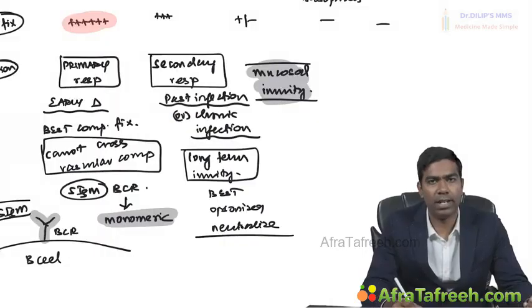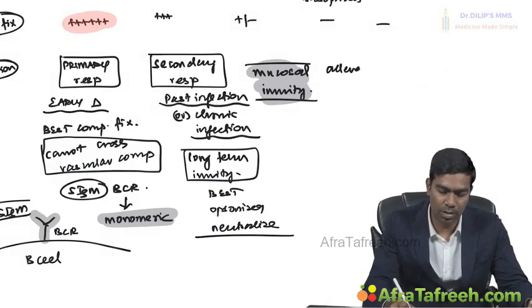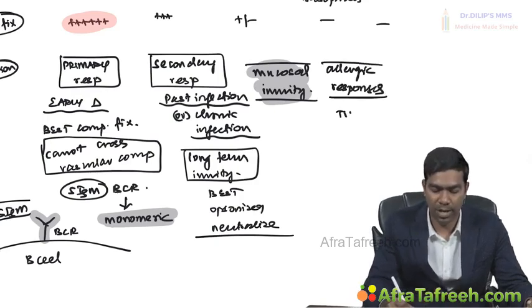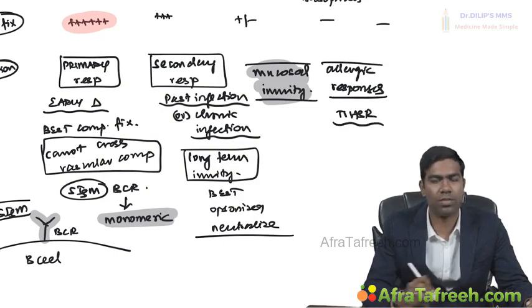And IgE is very important for mast cell and basophil degranulation, especially for allergic responses. This is an antibody of allergy. This is very important for allergic responses, especially for type 1 hypersensitivity reaction. Very important. So this antibody.